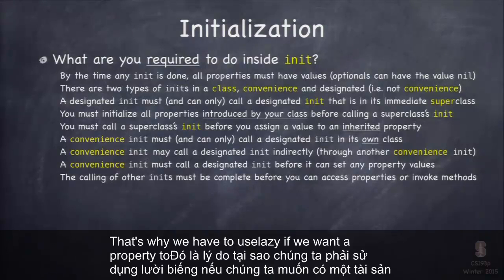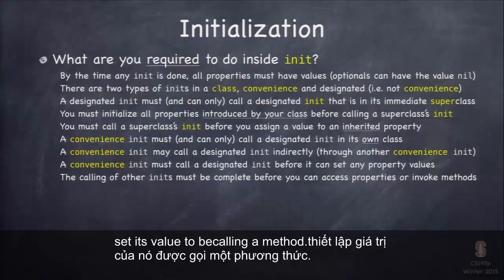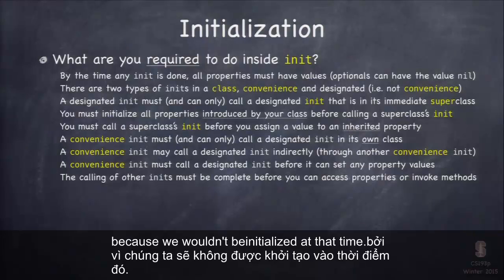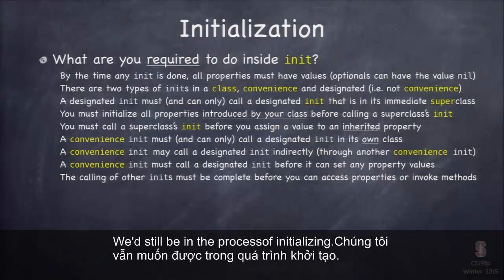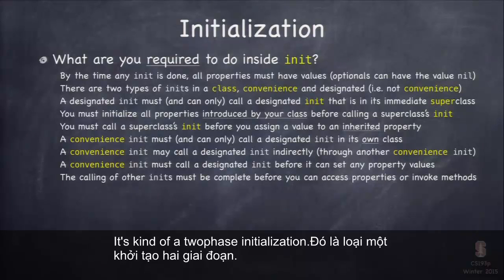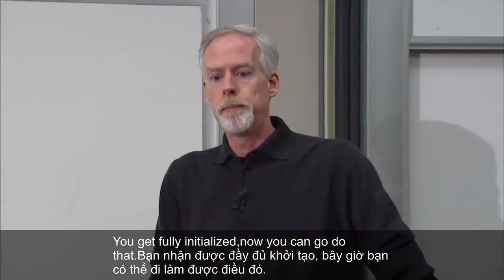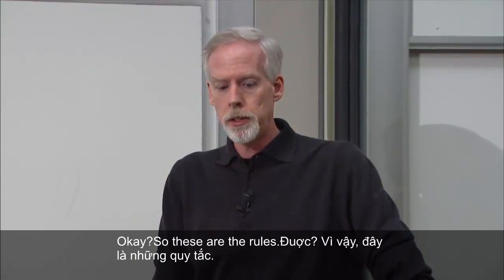That's why we have to use lazy if we want a property to set its value by calling a method, because we can't do it non-lazily, since we wouldn't be initialized at that time. We'd still be in the process of initializing. It's kind of a two-phase initialization. You get fully initialized, now you can go do that. Okay, so these are the rules.